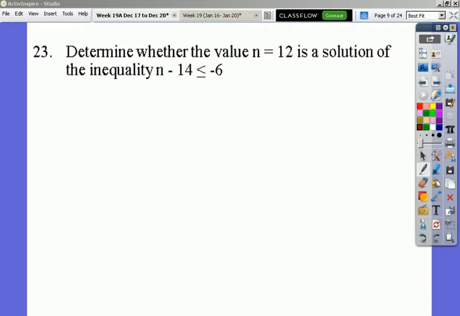Okay. So, microphone's on. Says determine whether the value n equals 12 is the solution of the inequality. What do we do?